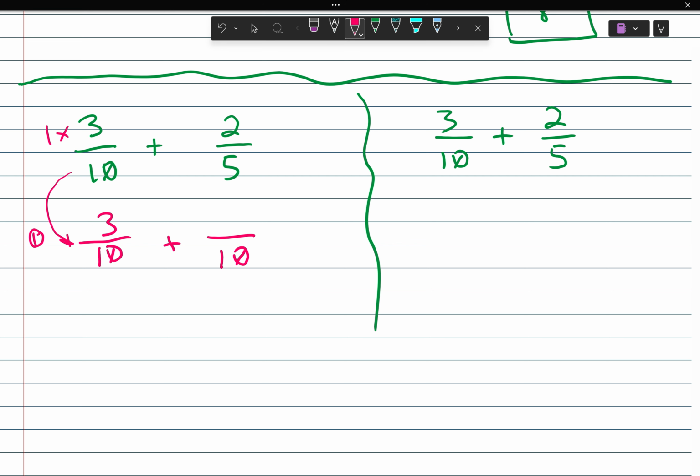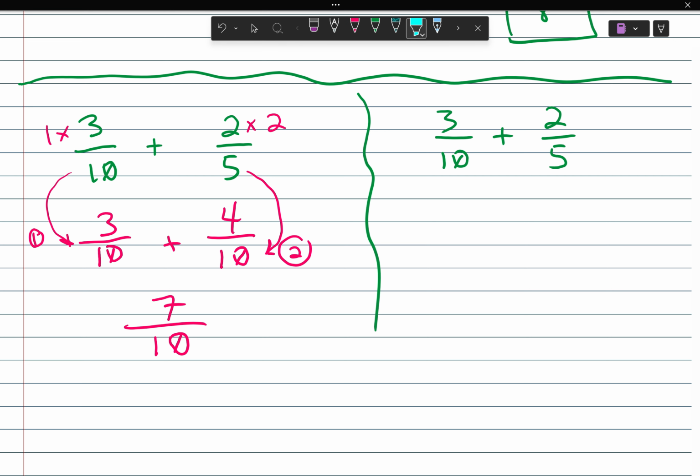10 goes into itself once, so therefore I multiply 1 times the old numerator to get my new numerator. 1 times 3 is 3. 5 goes into 10 twice, so I take that and I say let's multiply that times the old numerator of 2. So I get my new numerator of 4. They both have the LCD of 10, so we just add 3 plus 4 and get 7.